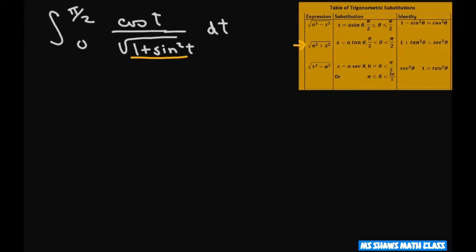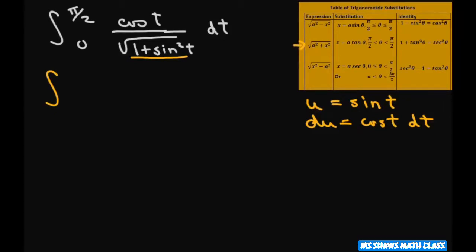So the first thing I'm going to do is let u equal sine of t. Therefore, du equals cosine t dt. If you substitute that, we're going to have to change our bounds. So let's do that real quick.